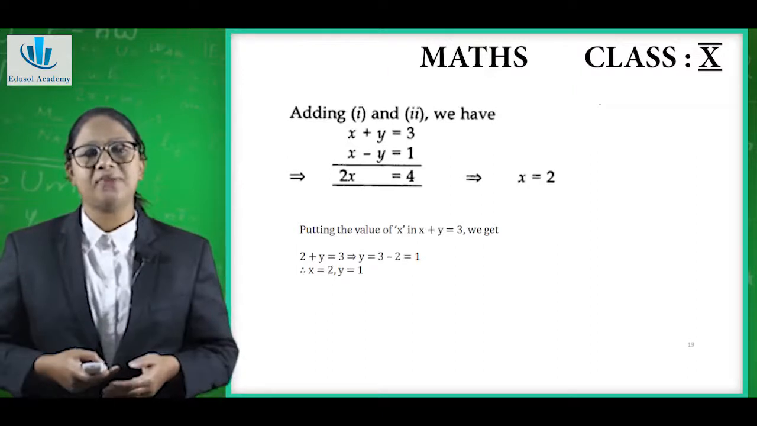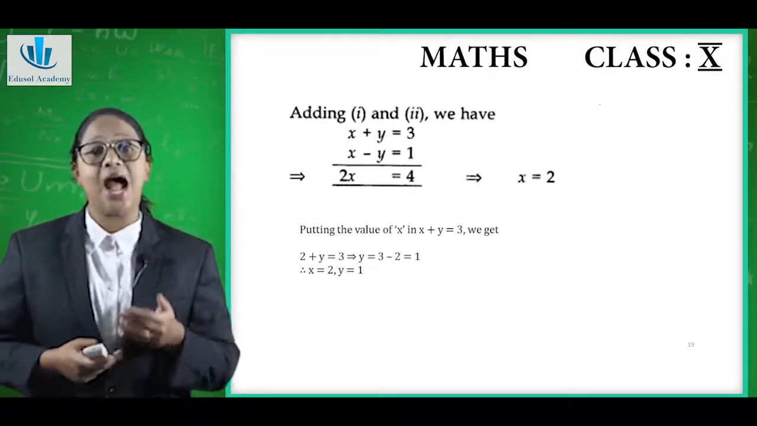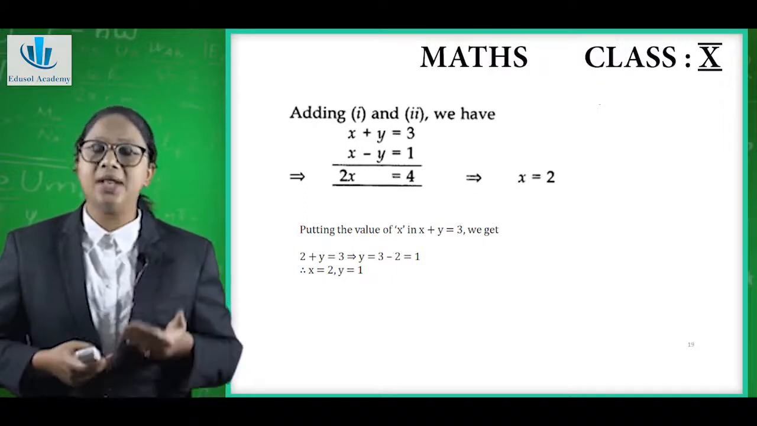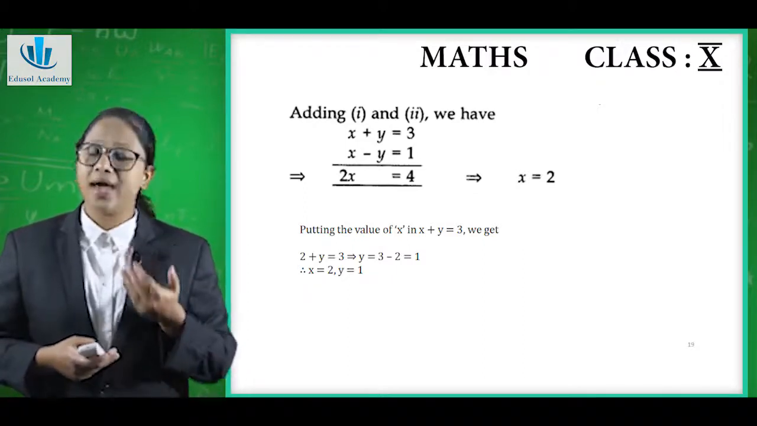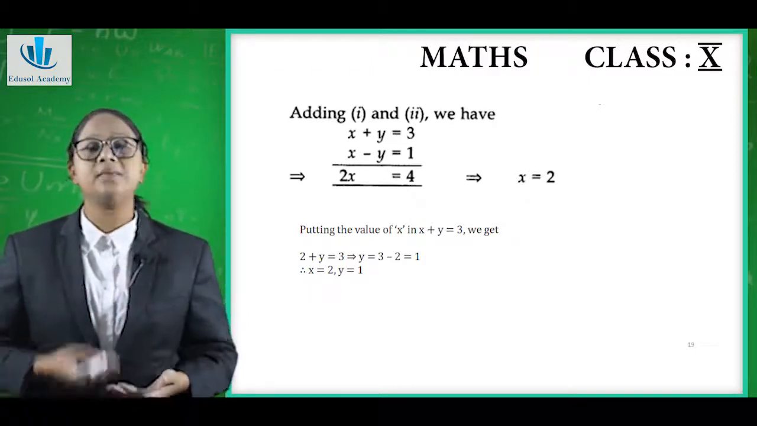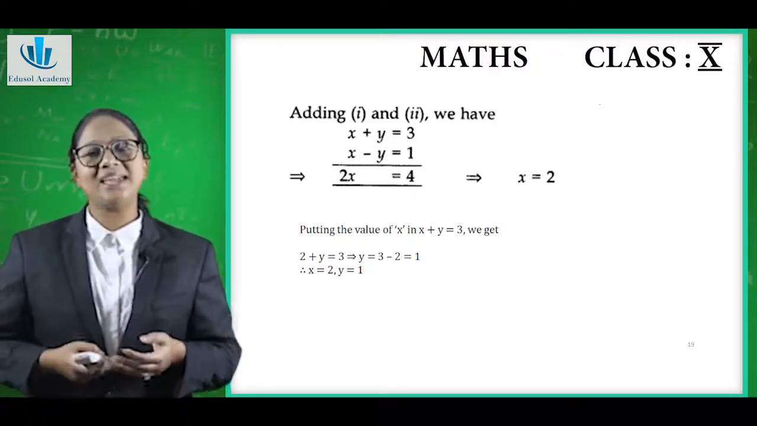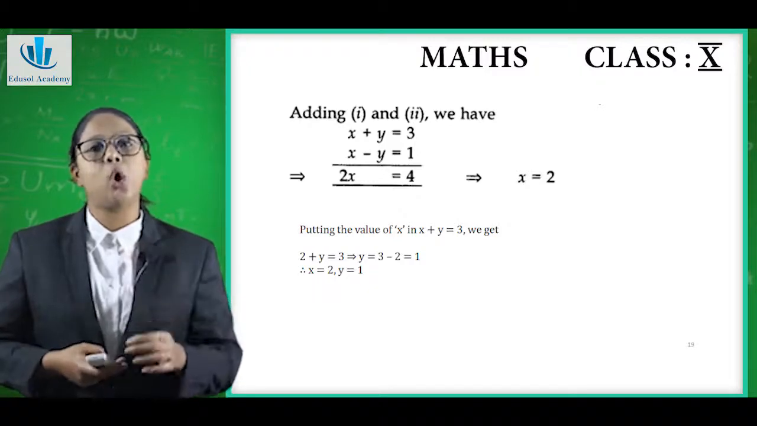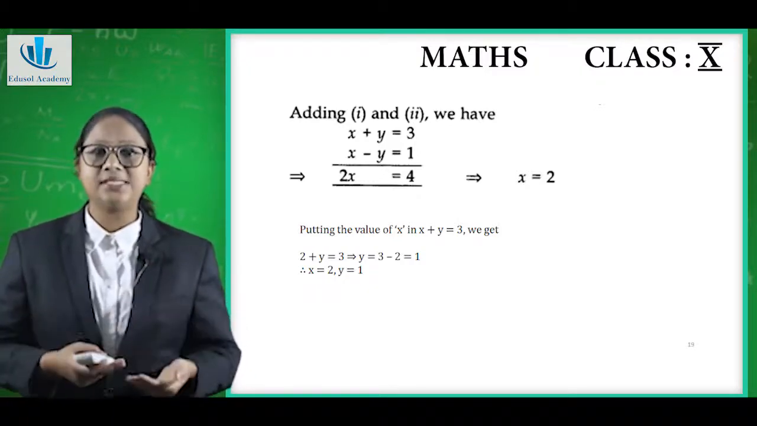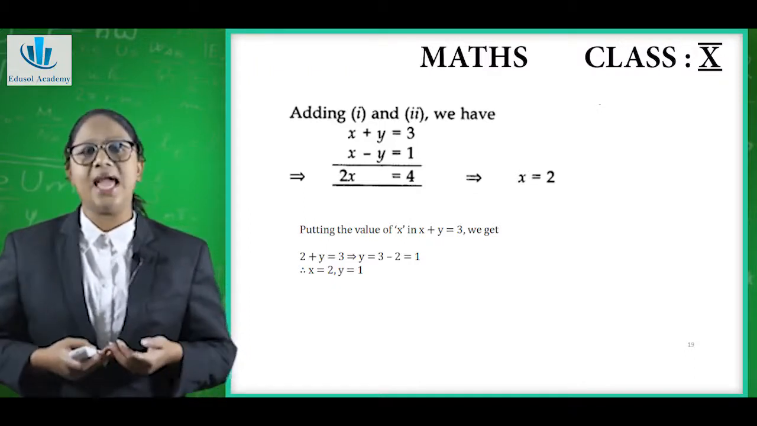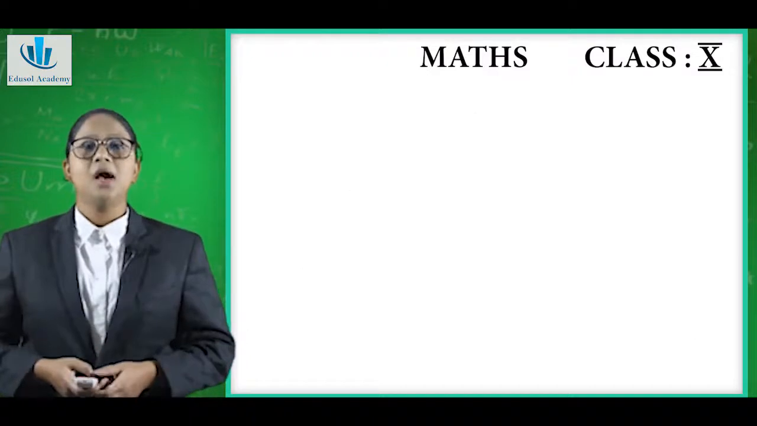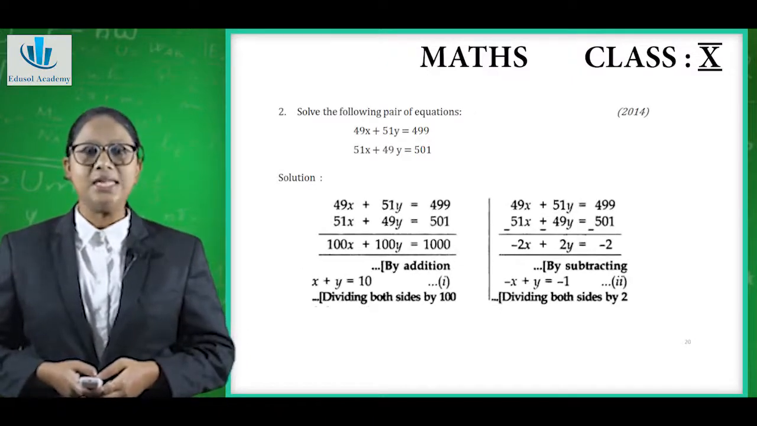Now we may solve it, and we have used elimination to solve it again. We are eliminating y, and the sign of y is plus and minus, different, so we can simply add these equations. We will get 2x is equal to 4, or x is equal to 2. Now, putting the value of x, we can find the value of y, and that is 1. So x is 2, y is 1. Moving on to the next question.